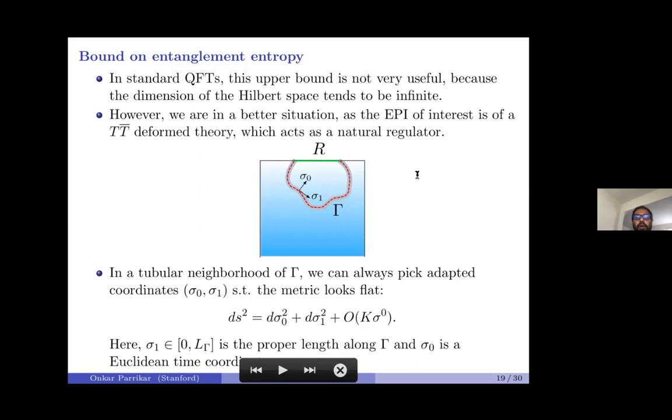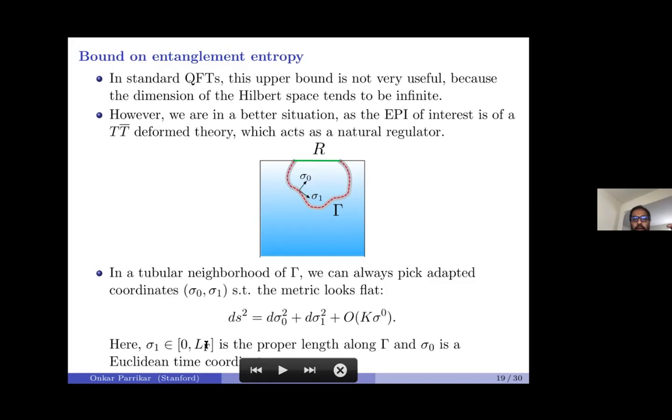So in order to do that, you pick some arbitrary cut gamma, which is homologous to R, and you pick a tiny tubular neighborhood of this cut gamma, which in this picture is shown by the gray tubular neighborhood that surrounds gamma. And inside this tubular neighborhood, you pick adapted coordinates sigma naught and sigma one. These coordinates are adapted to the curve gamma, such that the metric basically looks flat up to corrections from the extrinsic curvature of this curve. Now the proper length of the spatial coordinate sigma one goes from zero to L gamma, where L gamma is the length of this curve.